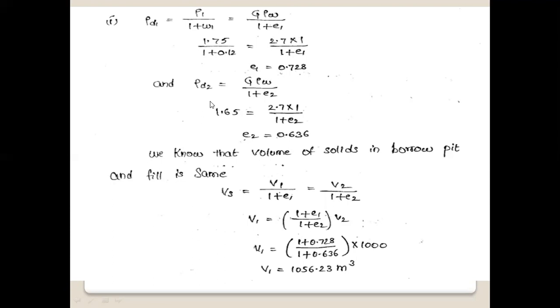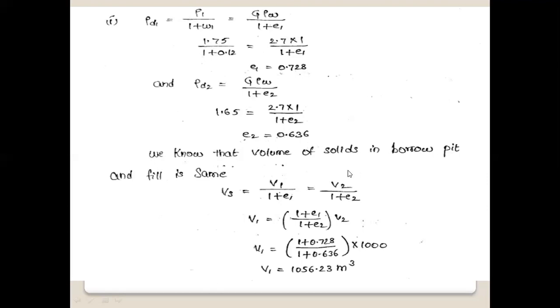And dry density equal to G rho W divided by 1 plus E2. Then the dry density is 1.65, specific gravity 2.7 into density of water 1, divided by 1 plus E2. E2 is the void ratio of the second portion. Then finally E2 equal to 0.636.